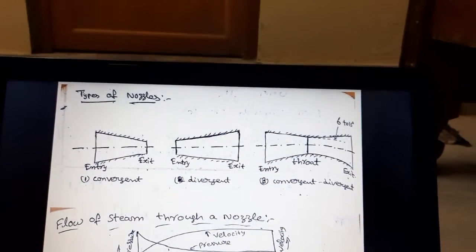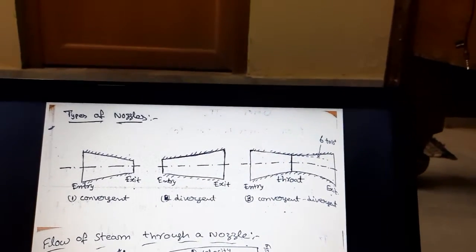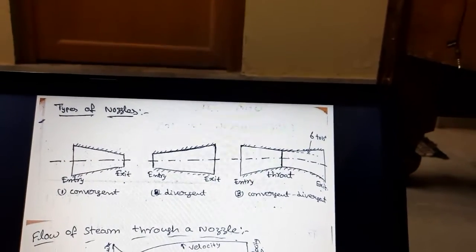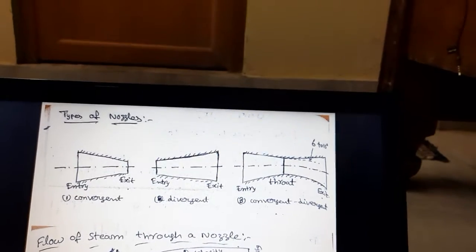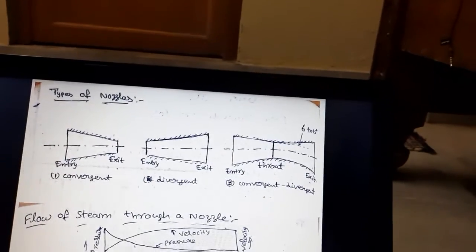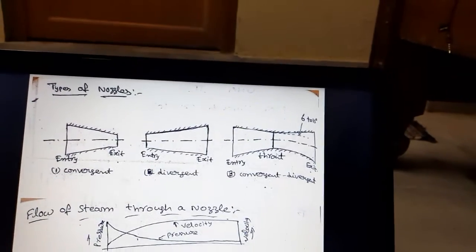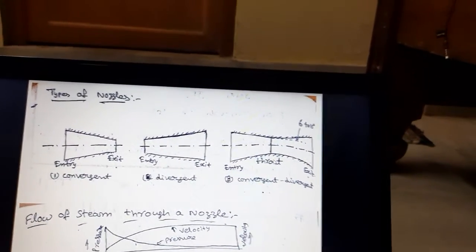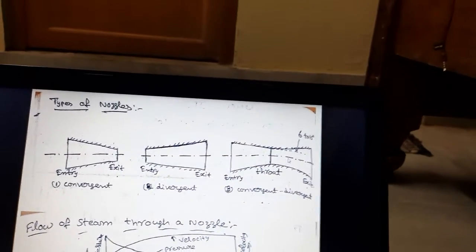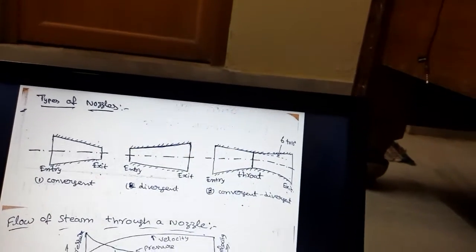Convergent-divergent nozzles are the ones used in steam turbines. The nozzle converges first to the smallest section and then diverges up to the exit. The smallest section of the nozzle is called the throat. The divergent portion of the nozzle allows a higher expansion ratio, that is, it increases the pressure drop.